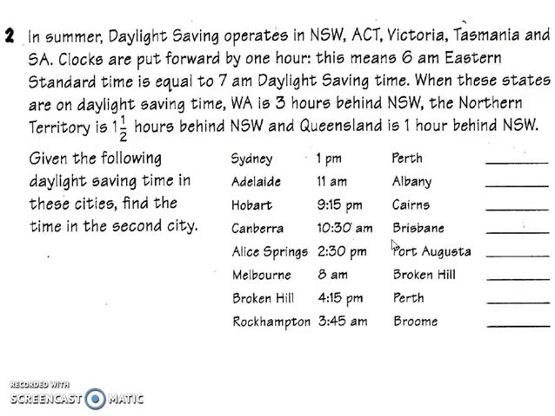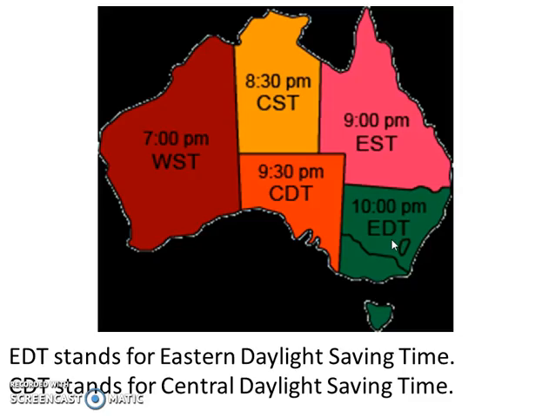So I want you to think about this in regards to doing question 2 of your worksheet. Keep referring to this and think about, well, normally it would have just been, say, 9 o'clock Eastern Standard Time, it would be 9 o'clock all the way along here. But now this one becomes 10 p.m. because it adds an hour on, or down in here.